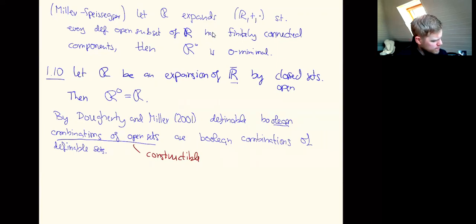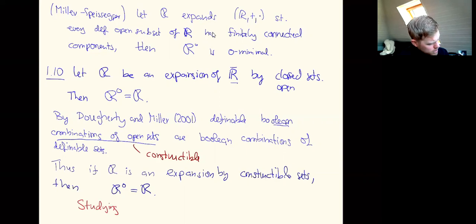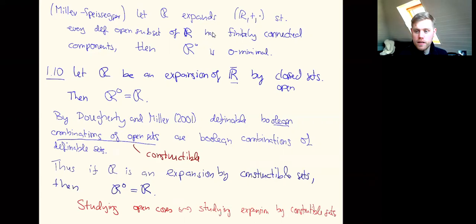And so what this says is that if R is an expansion by constructible sets, then the open core is the same. Really what I want to get out of this, and this is the point I wanted to make here, is that studying open cores is really the same as studying expansions by constructible sets.